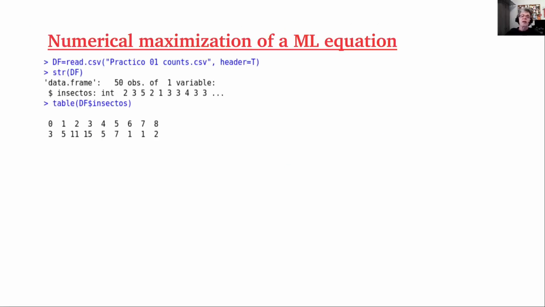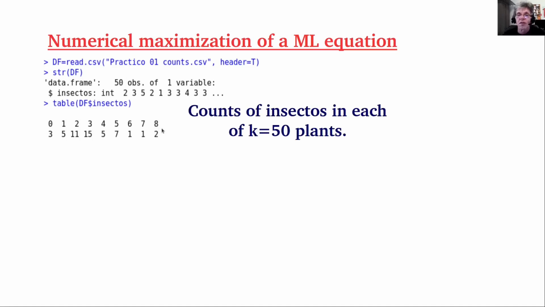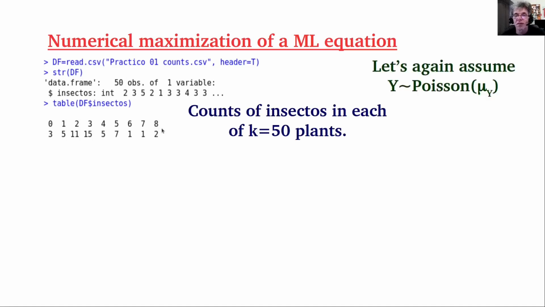So let's import a data frame in R. These data frames are the counts of the insects. The table here shows that we observe 3 zeros, 5 ones, 15 values counts of 3, 2 counts of 8, and so on and so forth. So we have counts of insects in each of the 50 plants. Let's assume again a Poisson distribution.